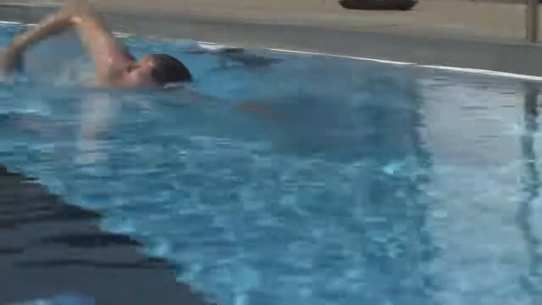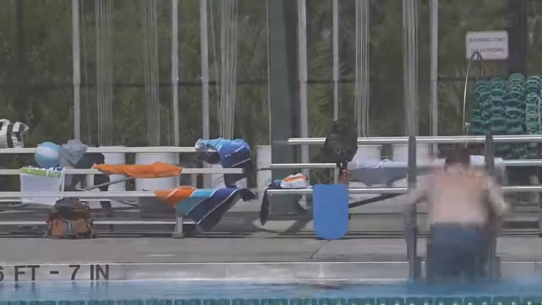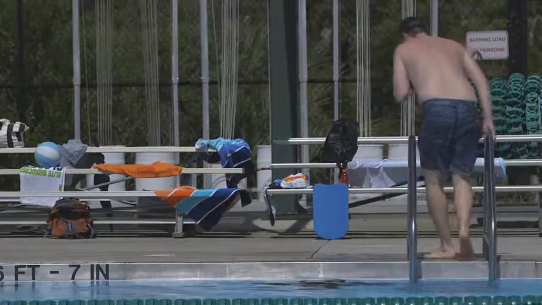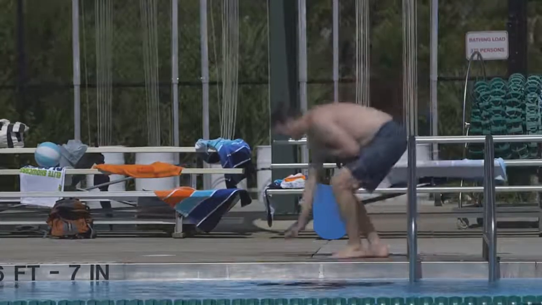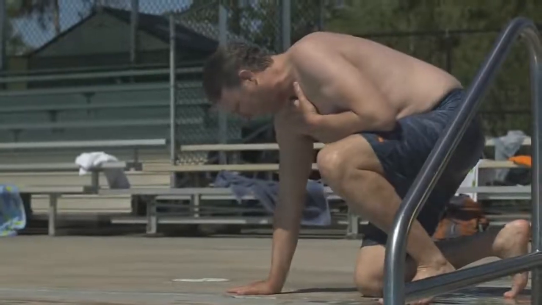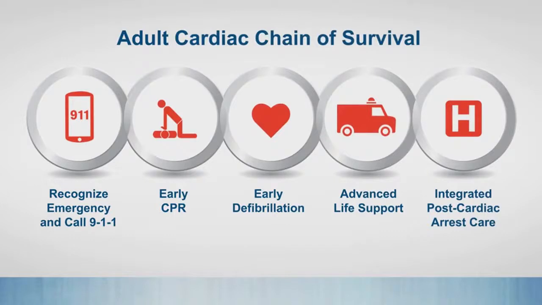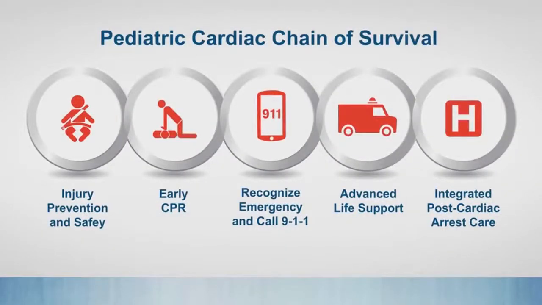Cardiac emergencies are life-threatening and can happen at any time to a victim of any age, on land or in the water. When a person is in cardiac arrest, quick action is crucial. The cardiac chain of survival describes 5 actions that, when taken, increase a person's likelihood of surviving cardiac arrest. There is a cardiac chain of survival for adults and a cardiac chain of survival for children and infants.